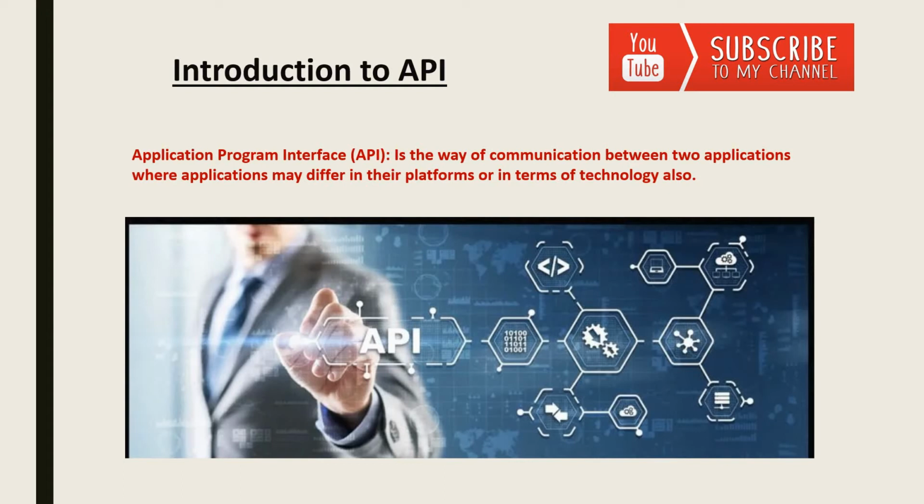So API is an application programming interface. It's a way of communication between two applications. But applications may differ in platform or in terms of technology also. Even in our organization, we have applications on different platforms and technologies, maybe they use Java, maybe Python, but the way of communication between two applications is through APIs only. So, this is a way of communicating.